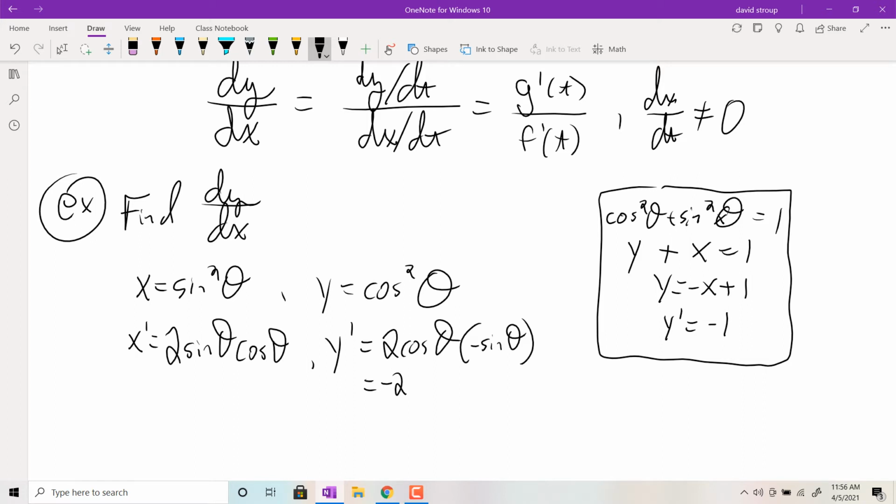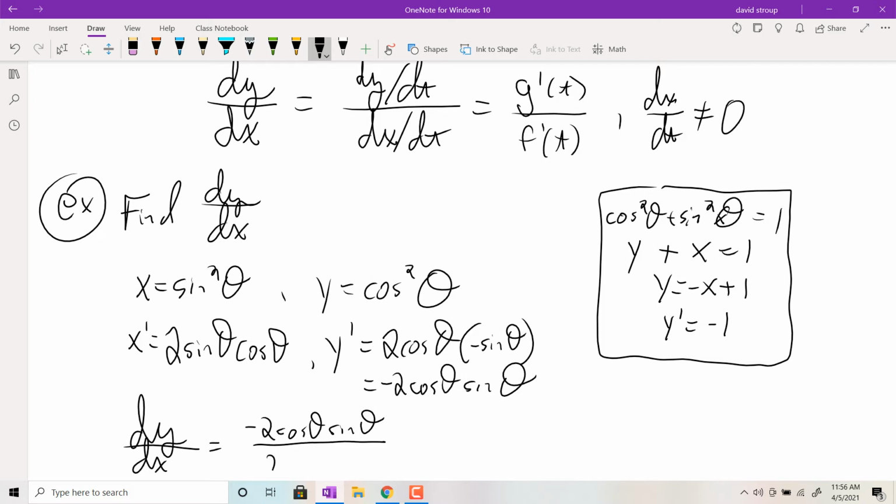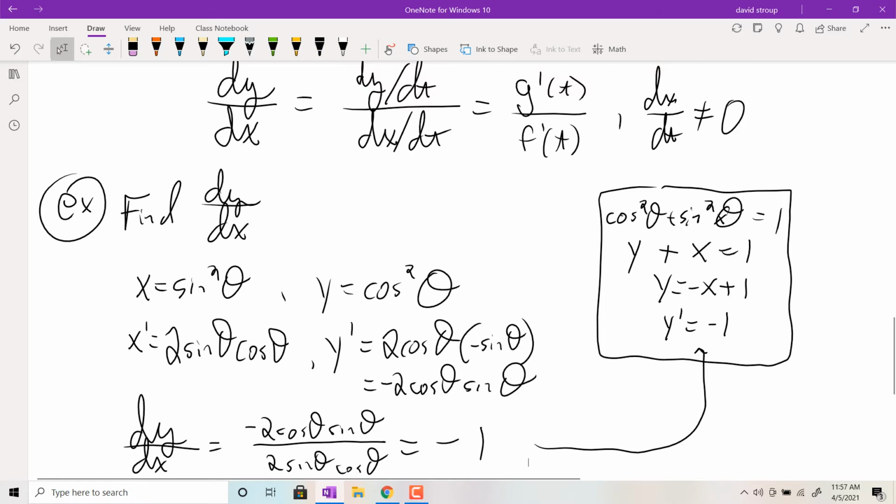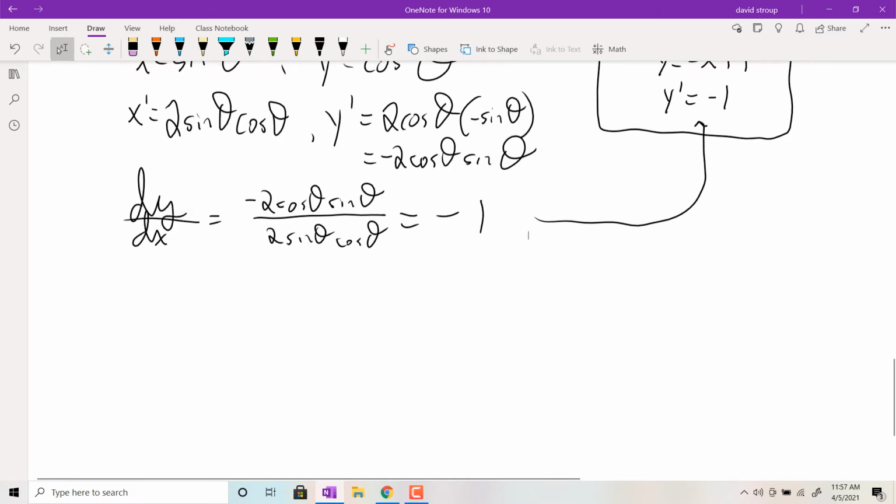So it's negative 2 cosine theta sine theta. And then for the derivative of y with respect to x, we have the ratio of those two. So negative 2 cosine theta sine theta all over 2 sine theta cosine theta. And of course that just equals negative 1, which is what we got using the rectangular version. So it's pretty easy.